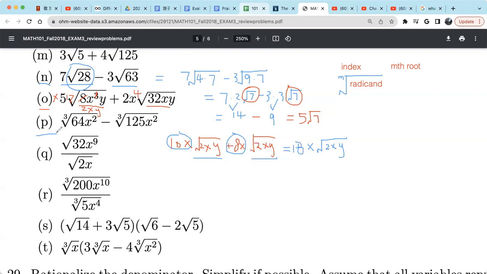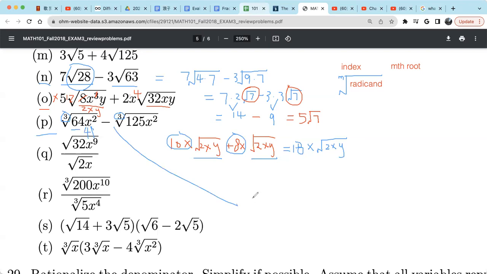For P, we have this cubic. The index is 3, cubic root. Right? So 64 is 4 times 4, 16. 16 times 4, 64. So it's 4 raised to 3. X squared, well, 2 is smaller than 3, so it stays inside. So the first one becomes 4 cubic root of x squared.